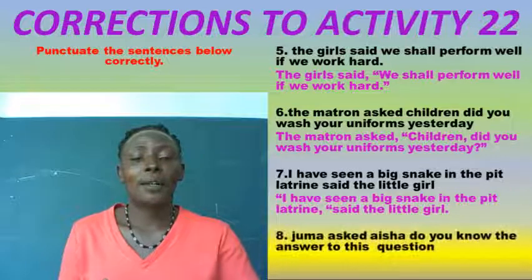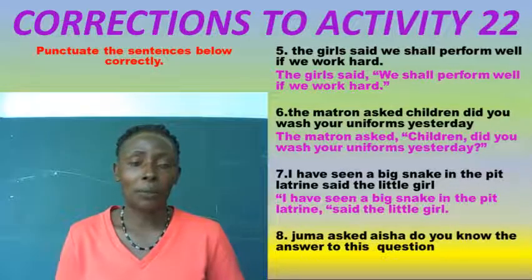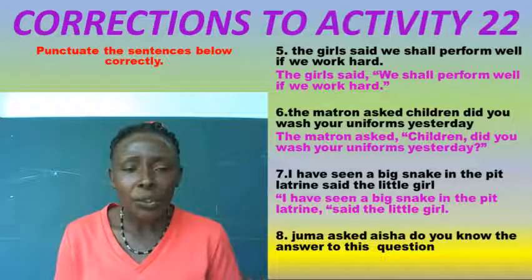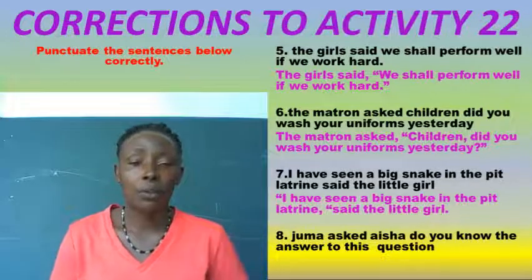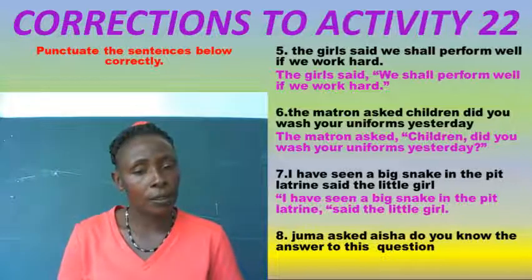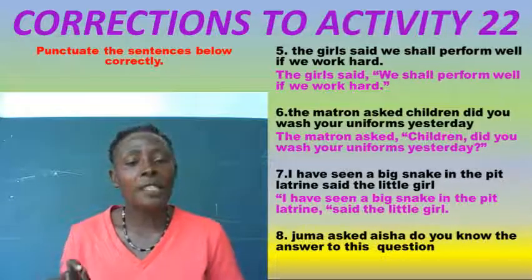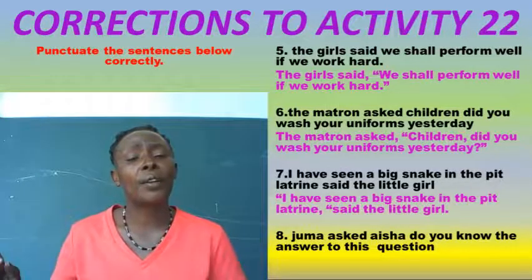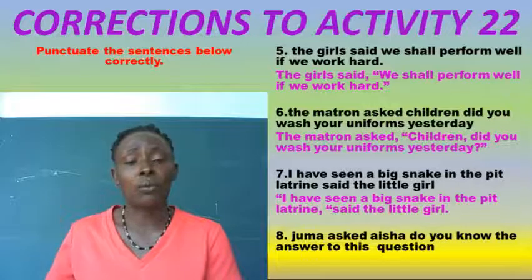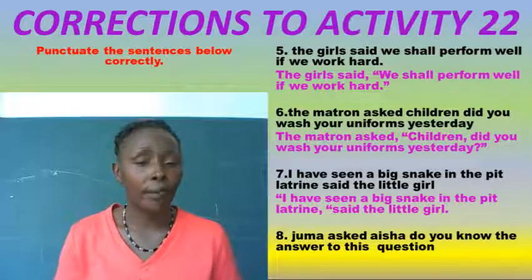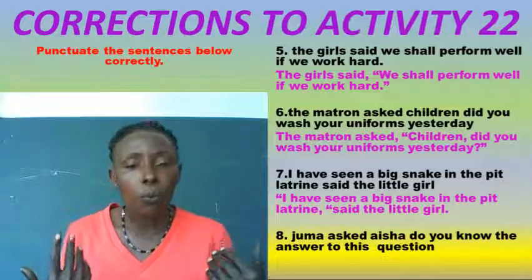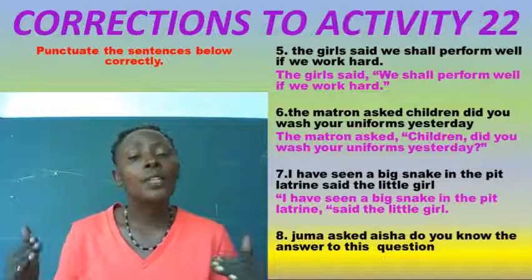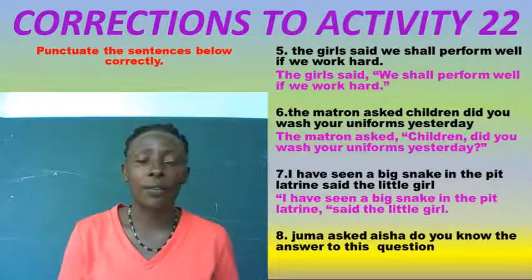Let's look at question 8, the last question, which is in interrogative form. Juma asked Aisha, do you know the answer to this question? Let me repeat it. Juma asked Aisha, do you know the answer to this question? The statement is in interrogative form, but we need to punctuate it since we're looking at direct speech sentences, which must be punctuated well or correctly. It begins with the speech tag and ends with the actual words of the speaker.